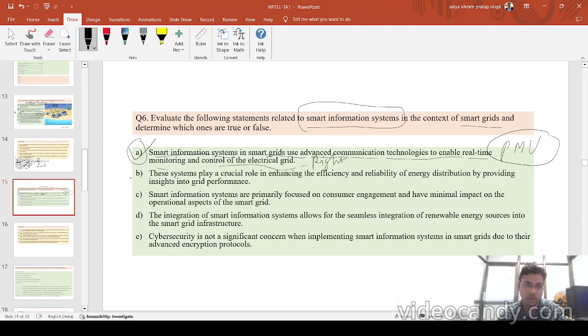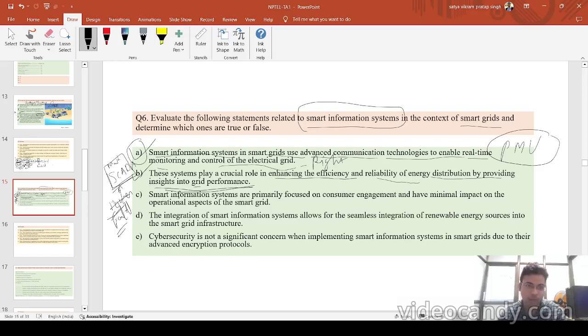That is right. Coming to the second part, this system plays a crucial role in enhancing the efficiency and reliability of energy distribution by providing insights into grid performance. That is true. Why am I saying this is true? Because you have certain monitoring screens at certain locations. There is SCADA supervisory control, where you can see which power plant is in normal condition and which power plant is in a faulted condition at a remote location, also through PMUs and GPS based systems. I will explain in further slides.